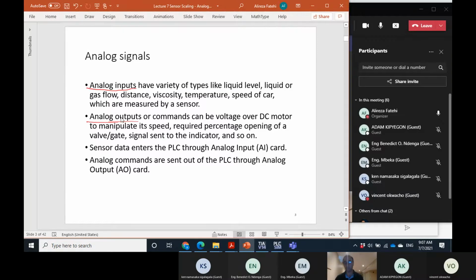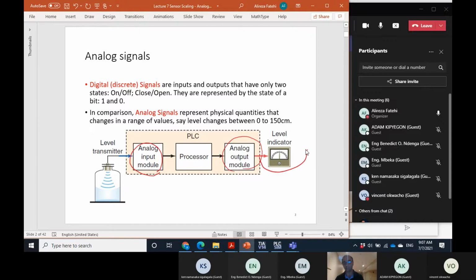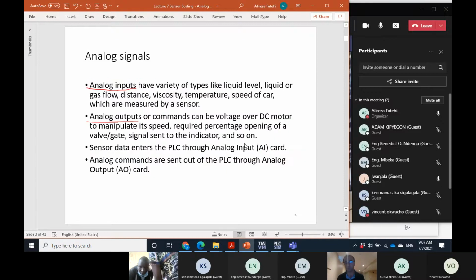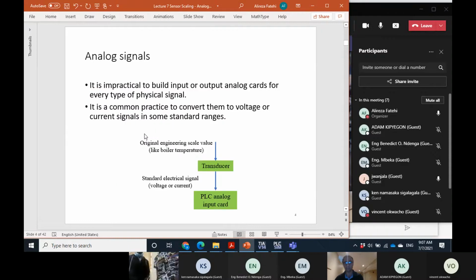We need an analog output to send them, or even for indicators. We want to indicate that on some indicator device. So we need analog input and analog output for our analog signals. Okay.